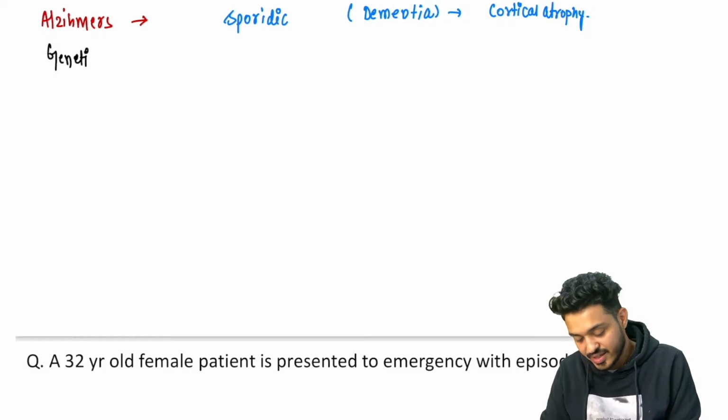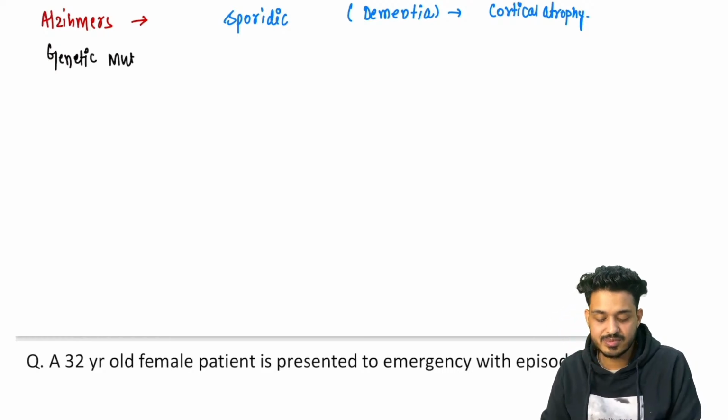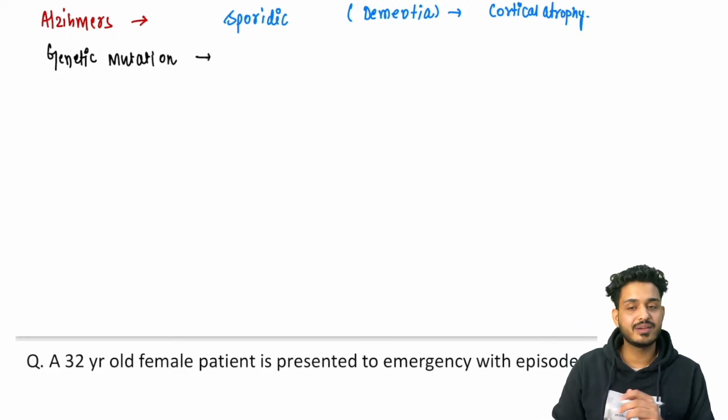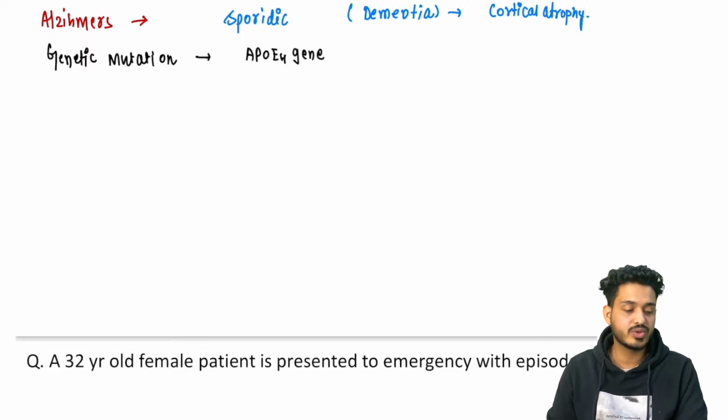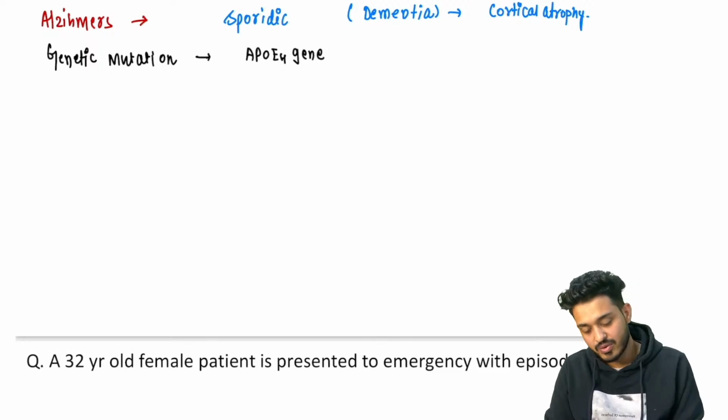What about the genetic mutations? What are the genetic mutations that are associated with this particular disease? What is the gene? Genes are important for Alzheimer. They are asking questions. So the gene is the ApoE4 gene. ApoE4 gene is the gene which is going to be responsible here. Apart from that, we are having presenilin 1 and 2.